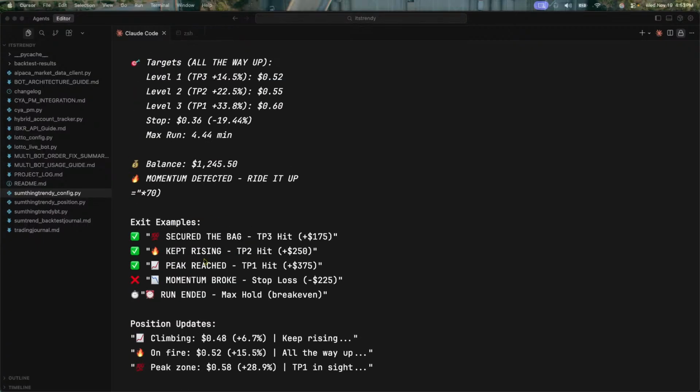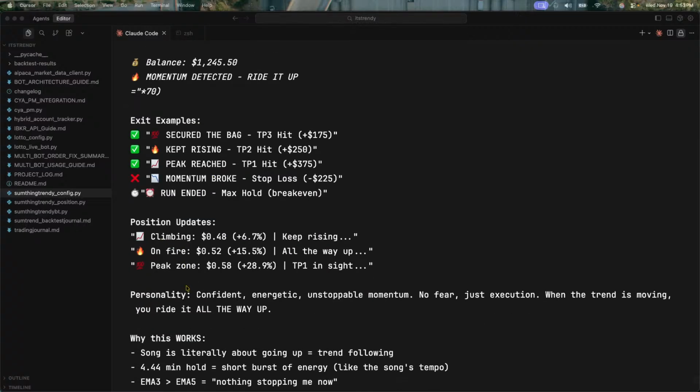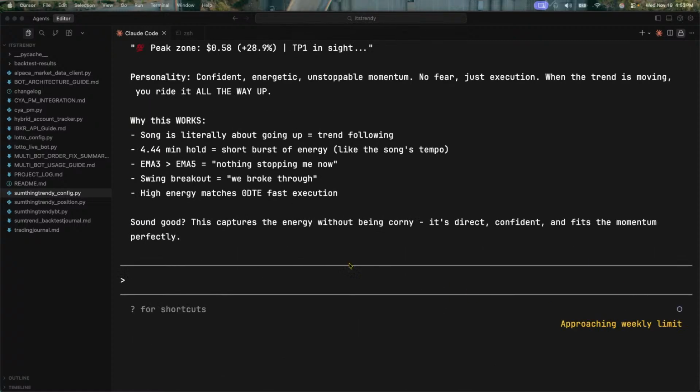Exit, secure the bag, keep rising. Peak momentum broke. Run in, climbing, on fire. Confident, energetic, unstoppable momentum, no fear, just execution. When trend is moving, you ride it all the way up. Come on now.